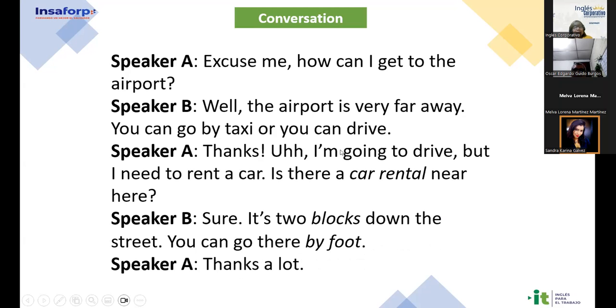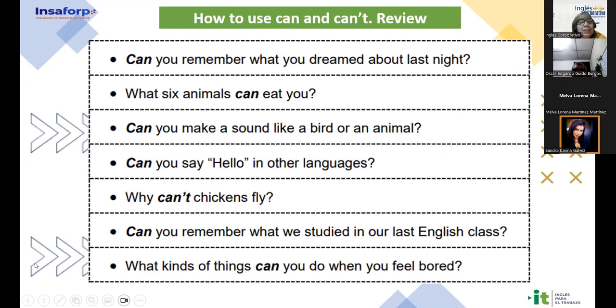Okay, we are going to practice this, guys, but after the exercises, so let us continue. Okay, here we have an interview. You are going to answer these questions here in the class, and then you go to the breakouts to interview your classmates. Okay, question number one.